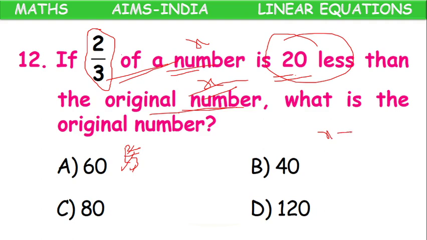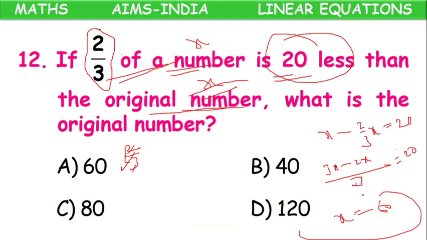So we write the original number minus 2 by 3 of the original number, the difference, equals 20. 3x minus 2x by 3 equals 20. So 3x minus 2x, x equals 3 into 20, 60. So the original number x equals 60. A option is the right answer.